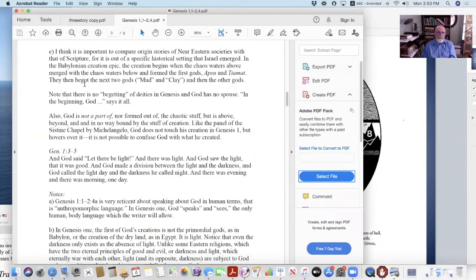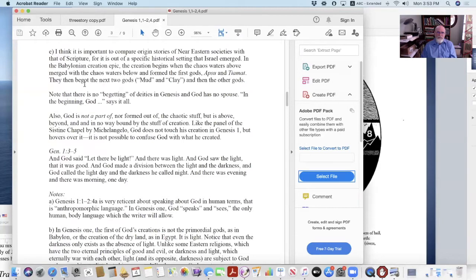Verses 3 through 5. And God said, "Let there be light," and there was light. And God saw the light, that it was good. And God made a division between the light and the darkness. And God called the light day, and the darkness he called night. And there was evening, and there was morning, one day. Again, there are a number of things that need to be mentioned about this.